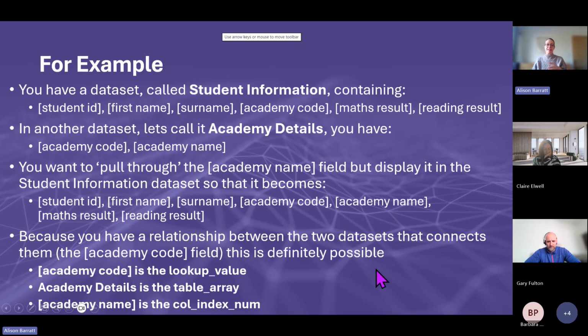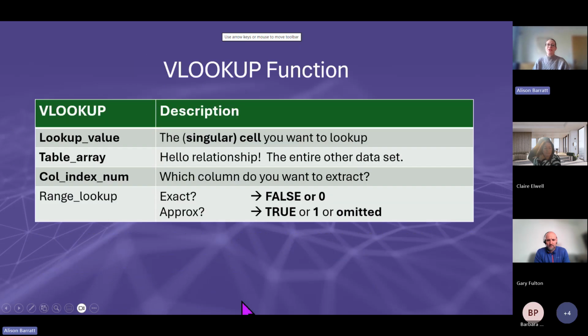And then last but not least, the academy name that you want to pull through that's in that secondary data set is your column index number. Now, academy details only has two columns, which means that our column index number is the number 2. So straight away, you can see it's a little bit weird. It's a number that we add as column index number. So this is your lookup function argument.